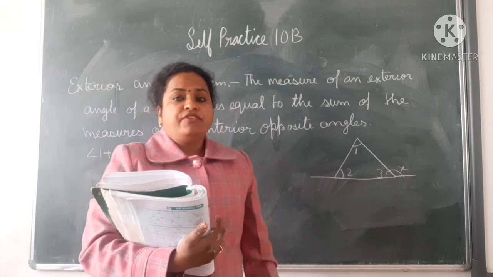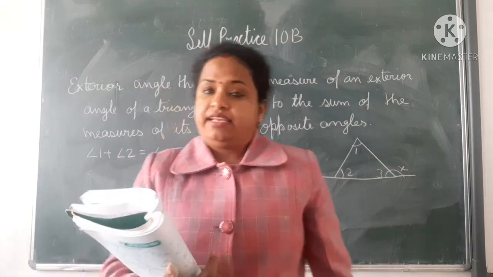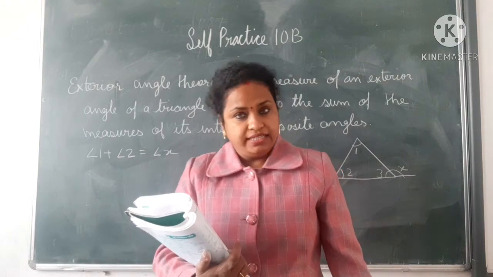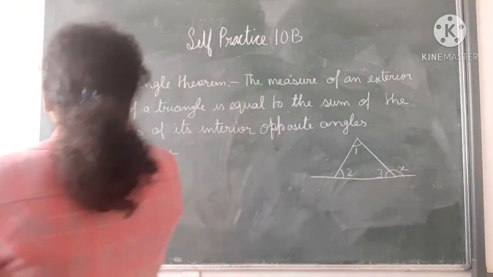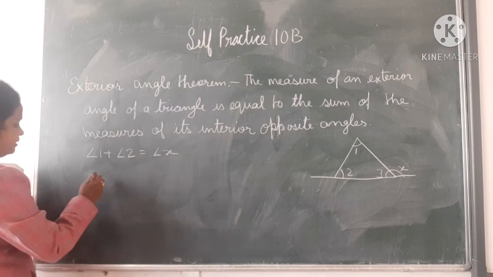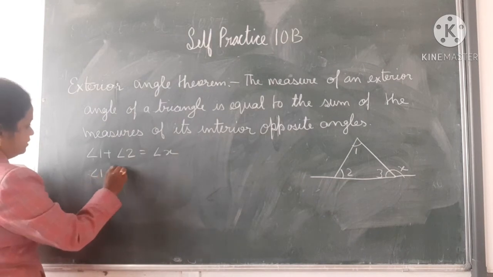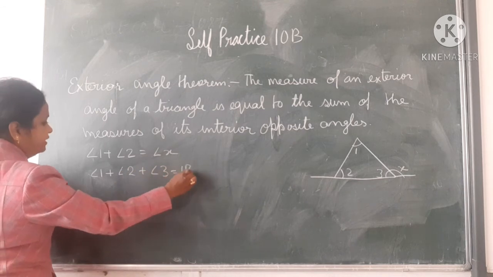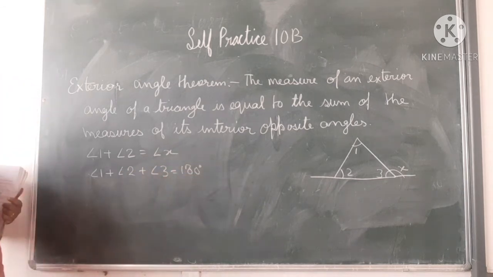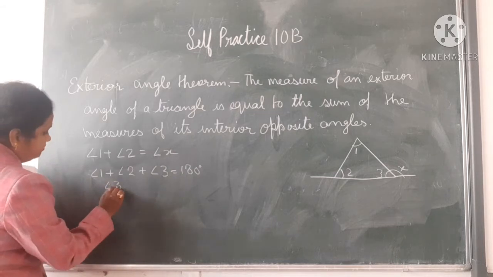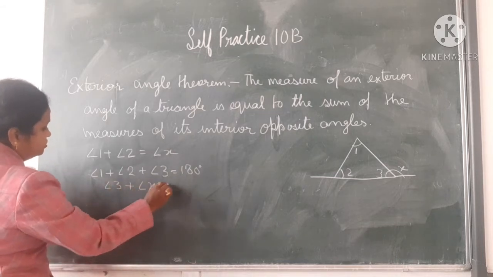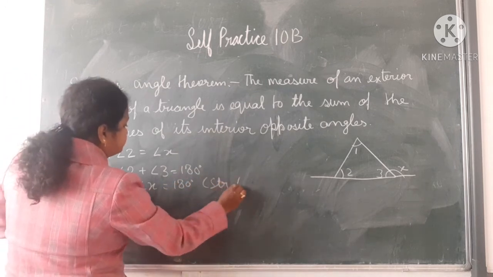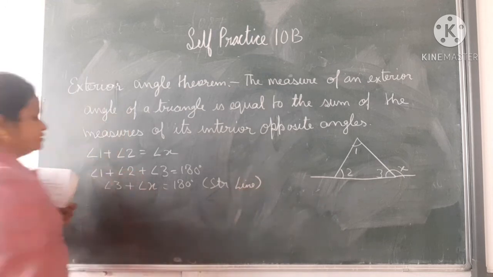The sum of angle 1 and angle 2 will be equal to angle x, because the sum of all the angles of a triangle should be equal to 180 degrees. Means angle 1 plus angle 2 plus angle 3 should be equal to 180 degrees. And we know that angle 3 plus angle x is also equal to 180 degrees, because it is on a straight line.